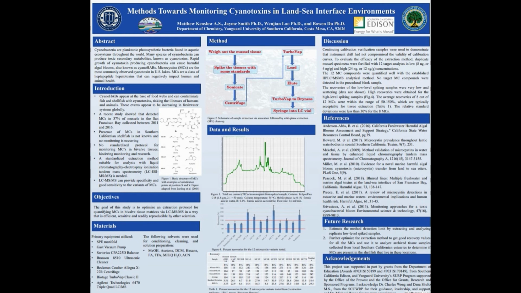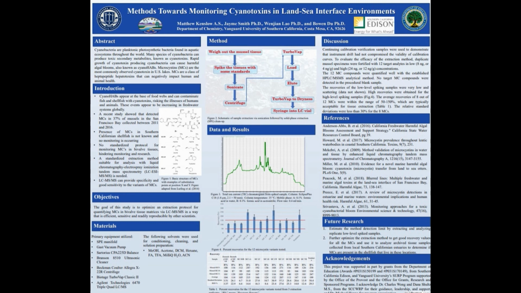The 12 microcystin compounds were quantified well with the established LC tandem MS analytical method. No target MC compounds were detected in the procedural blank sample. The recoveries of the low-level spiking samples were very low and scattered, so the data is not shown. The possible reason was that the spiking level was close to the method detection limit. High recoveries were obtained for the high-level spiking samples, which is shown in Figure 4.